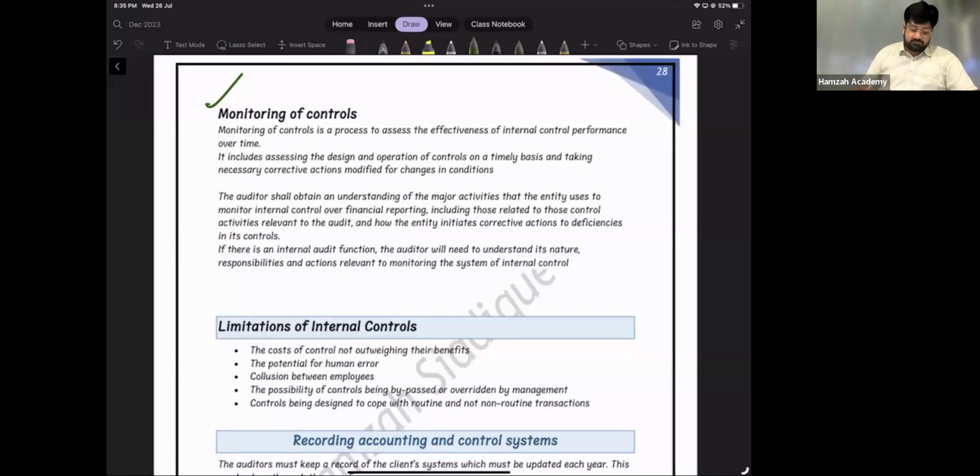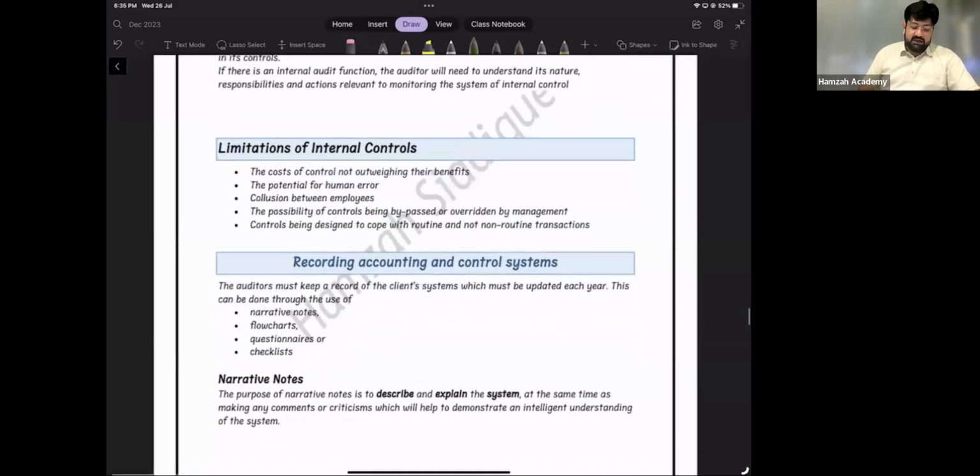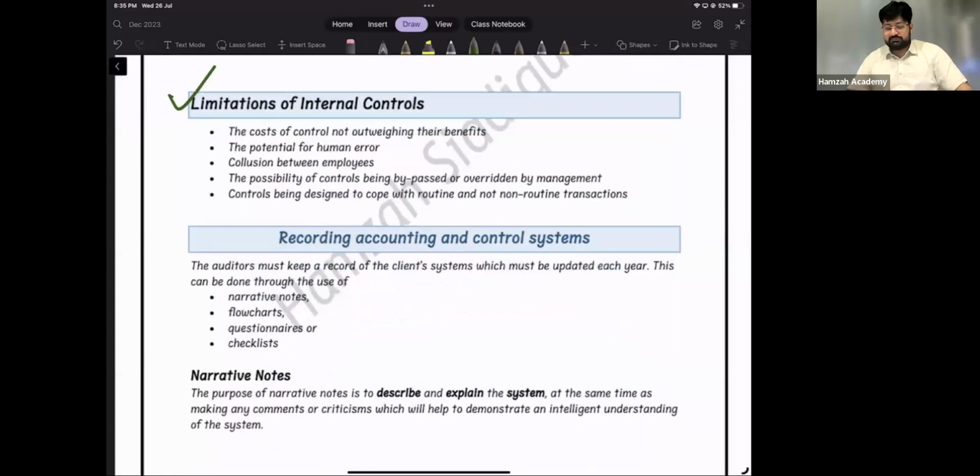Now, the next point is limitations of internal control. So the 5 components of control we have done. Controls have limitations as well. The first is cost benefit. You implement a control which costs $500 to save an issue of $200. Is it wise? No. Cost of control should be less than the benefits derived.